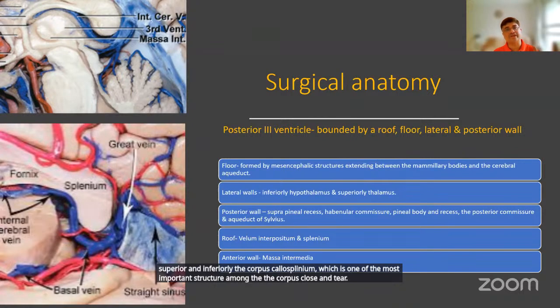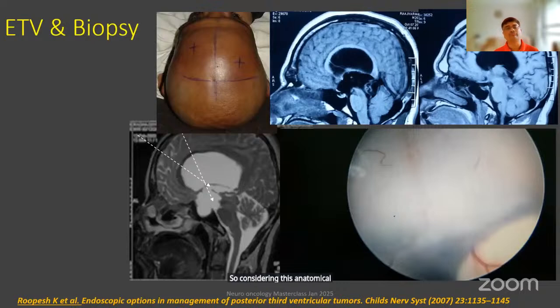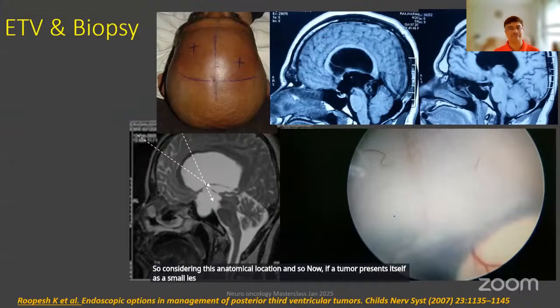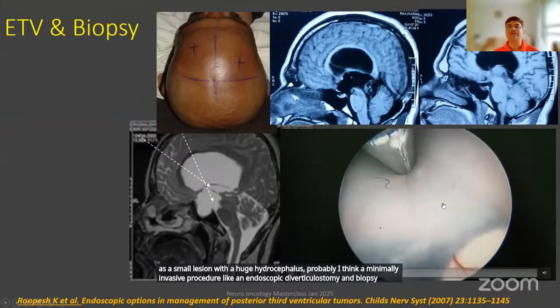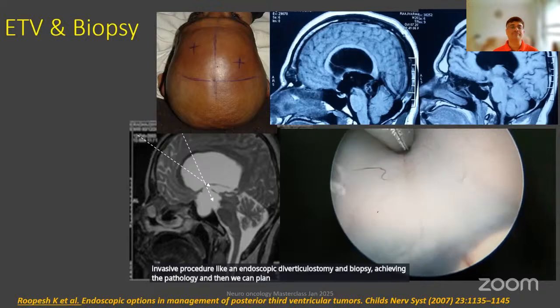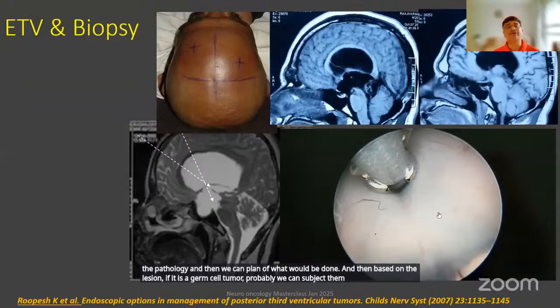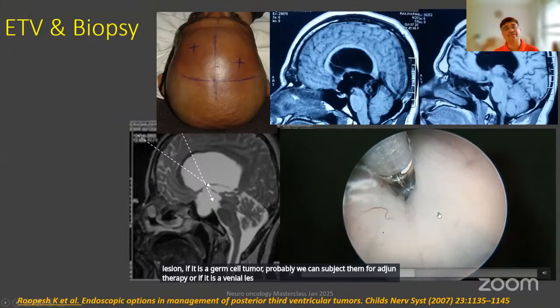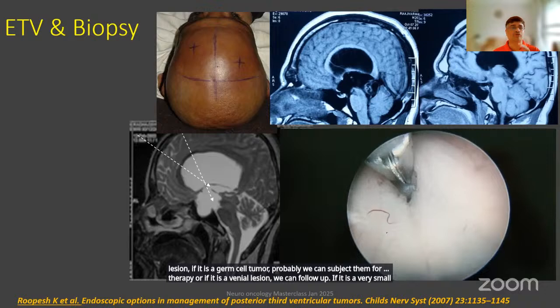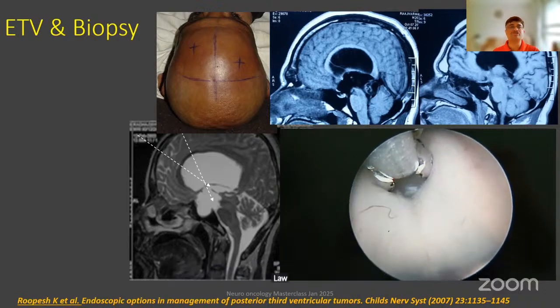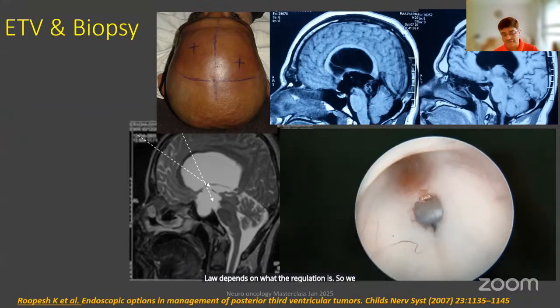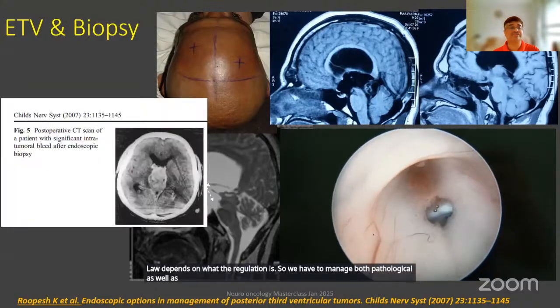So considering this anatomical location, if a tumor presents itself as a small lesion with a huge hydrocephalus, I think a minimally invasive procedure like an endoscopic ventriculostomy and biopsy, achieving the pathology, and then we can plan what will be done. Based on the lesion, if it is a germ cell tumor, probably we can subject them to adjuvant therapy, or if it is a benign lesion and very small, we can follow up. So a lot depends on what the lesion is. We have to manage both the pathology as well as the hydrocephalus in these patients.